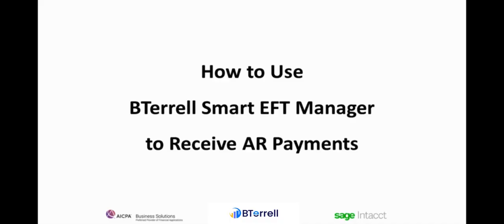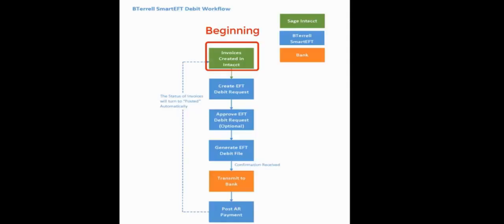Before I start to show you how to use BTerrell SmartEFT Manager to receive an AR payment, I would like to share with you BTerrell SmartEFT Debit workflow. After the invoice has already been created in Sage Intacct, we need to receive an AR payment. We move into the EFT Manager Debit to create an EFT debit request. Then we approve the EFT debit request. The next step is to generate the EFT debit file. We can download the file and transmit it to our bank.